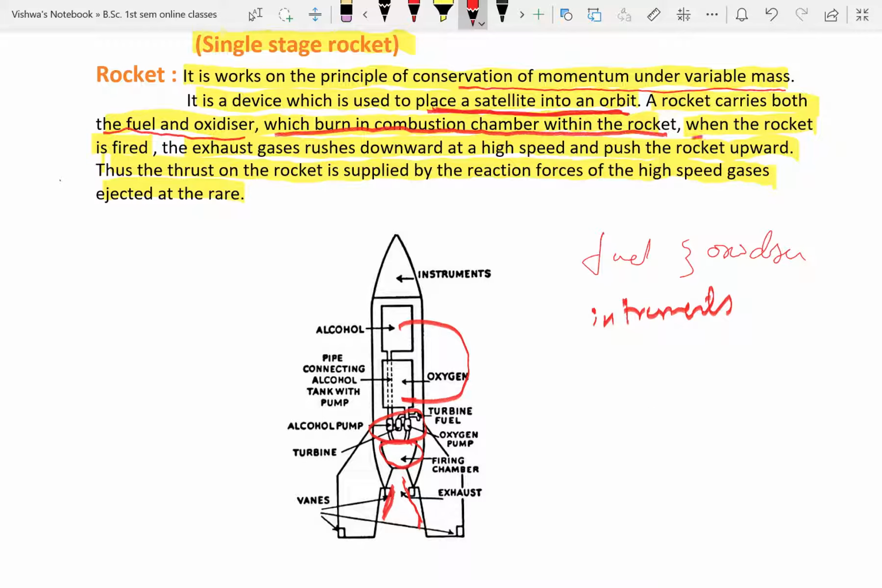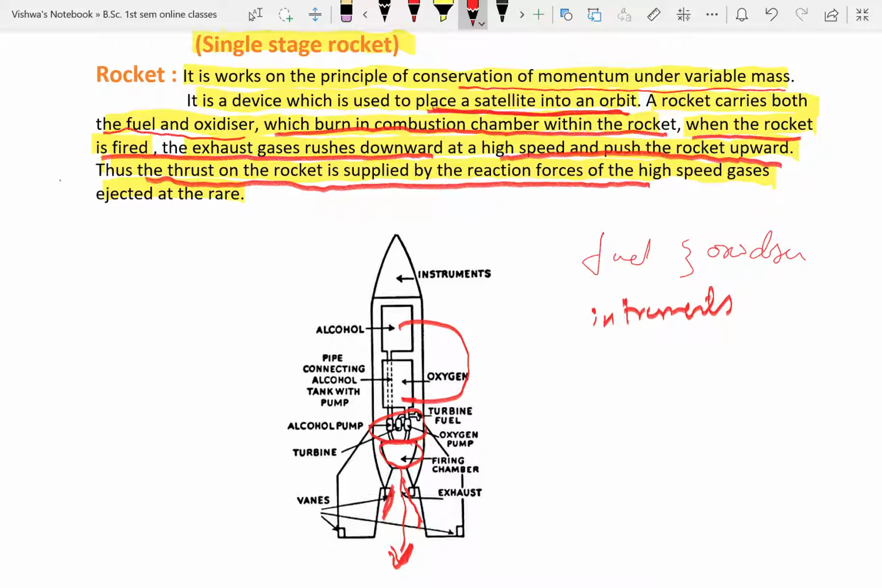When the rocket is fired, the exhaust gas rushes downward. When the rocket starts, it starts exhausting the gas outward from this valve at high speed, and the rocket pushes upward. So here it is Newton's third law of motion. When gas goes outwards, the rocket pushes upward. Thus thrust on the rocket is supplied by the reaction forces. Thrust means a force that is supplied by the exhausted gases.